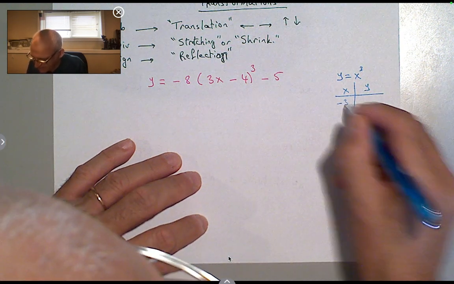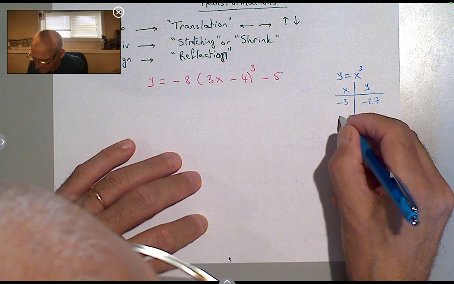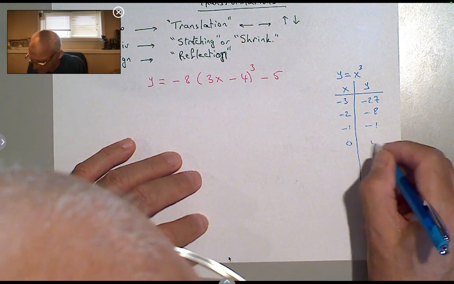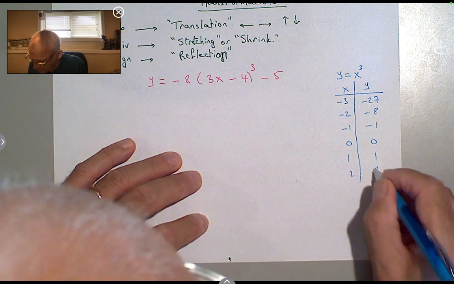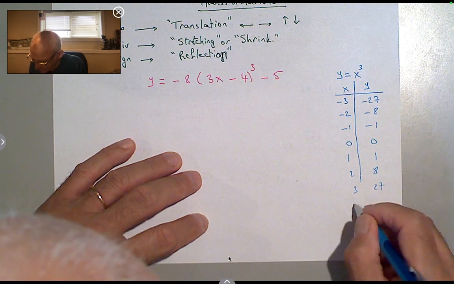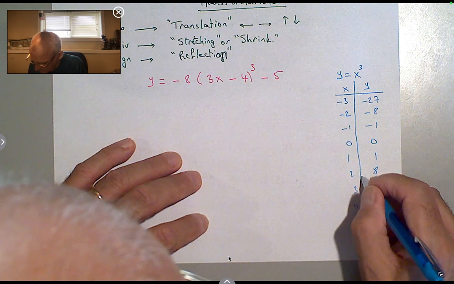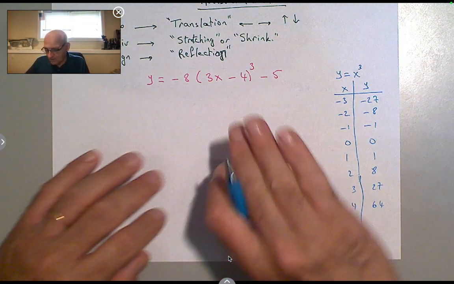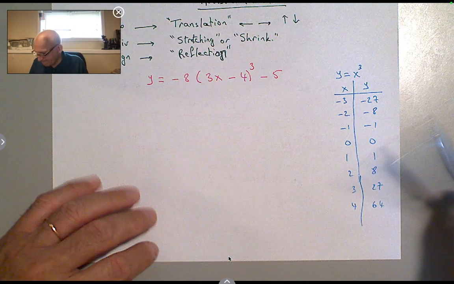So if this is negative 3, I get negative 27. If this is negative 2, I get negative 8; negative 1, negative 1; 0, 0; 1, 1; 2, 8; 3, 27; 4, 64; 5, 125, and so on and so forth. Cube, just cube. Now, let's forget this for a second.